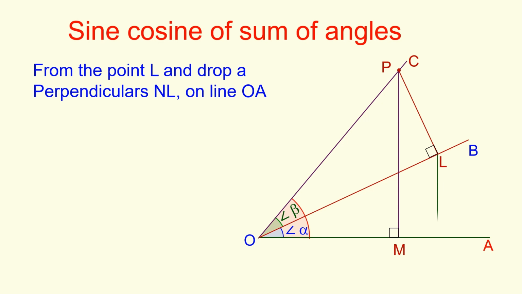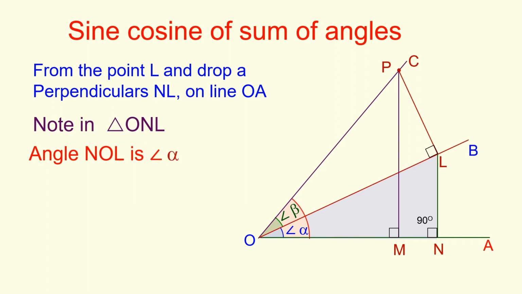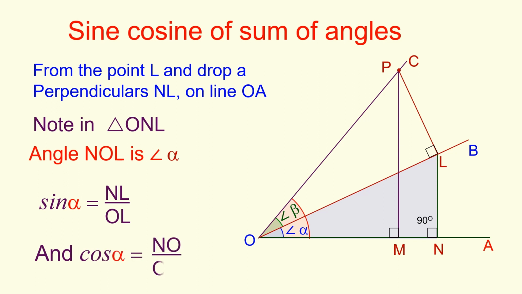From the point L, drop another perpendicular NL on the line OA. Note in triangle ONL, the angle ONL is angle alpha. So the sine of alpha equals NL divided by OL, and the cos of alpha equals NO divided by OL.